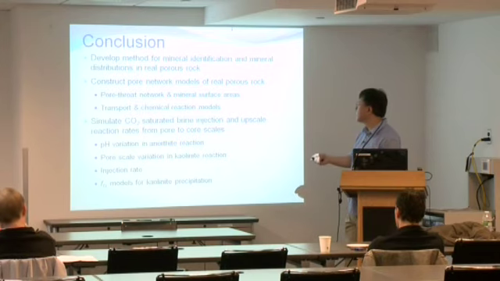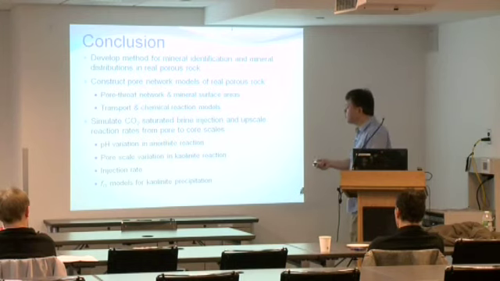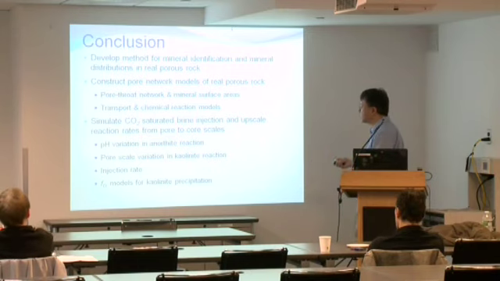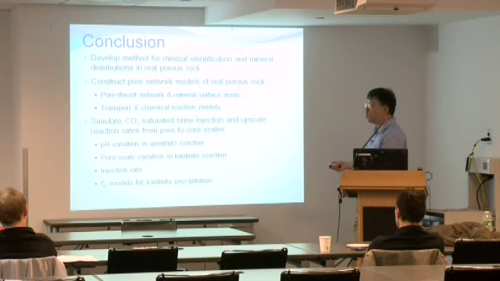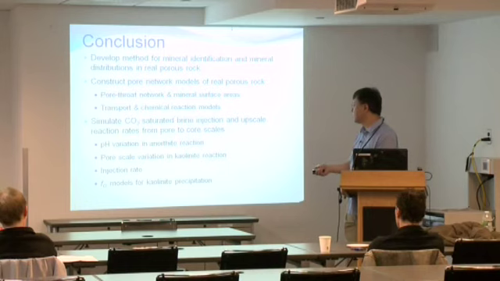And then we simulate the carbon dioxide saturated brine injection and upscale the reaction rates from pore scale to core scale. And we see the pH variation in the anorthite reaction, and we see the much larger pore scale variation in the kaolinite reaction, and we see the dependence on the injection rates, and we see the 3F omega models for the kaolinite precipitation.